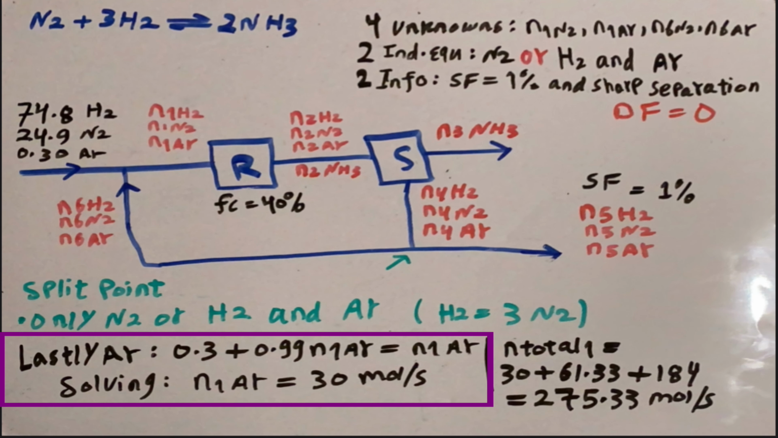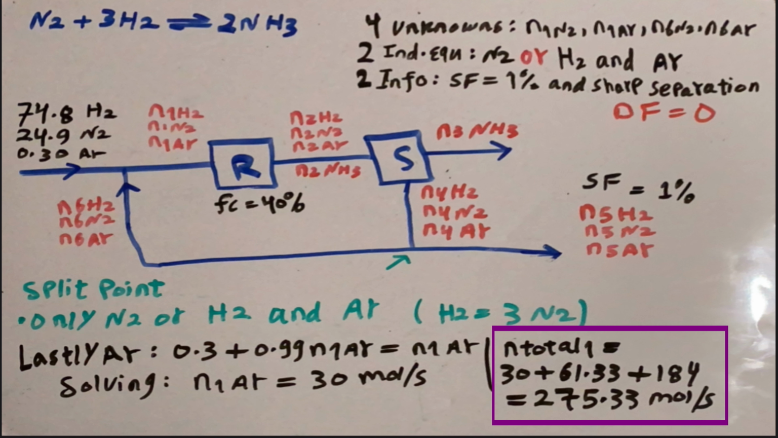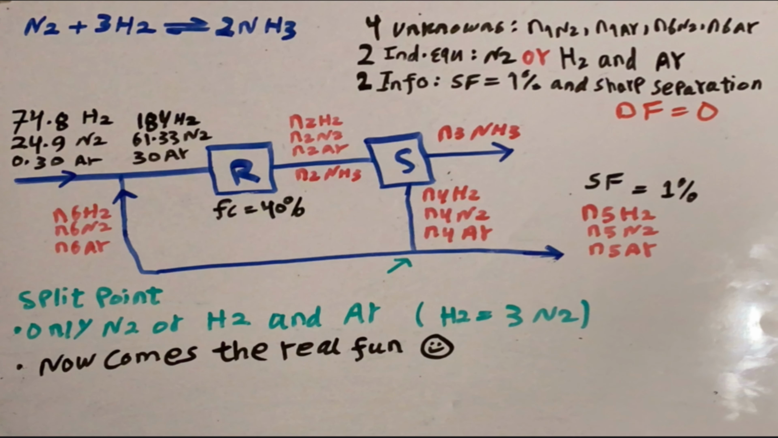Do the same thing with argon, find the moles going to the reactor, which will be basically the same as leaving the reactor. Doing so, we will only be left with one final step, to identify the whole stream going to the reactor. Now comes the real fun.